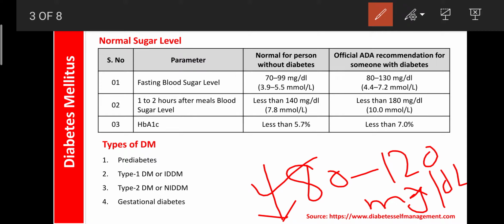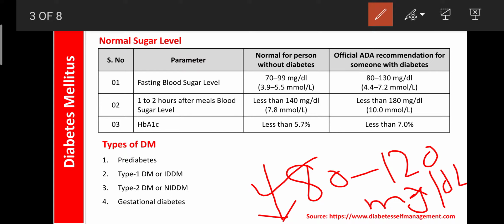If the sugar level is less than 80, that condition is known as hypoglycemia. So regarding the normal sugar level, when you are fasting and not a diabetic patient, the normal sugar level should be between 70 to 99 mg per deciliter. It indicates that if you are measuring your blood sugar level in the fasting condition, fasting means without consumption of any water or any kind of food, in the morning you wake up and directly go to the lab where you give the blood. They take the blood and measure the sugar level. That sugar level should be between 70 to 99 mg per deciliter.